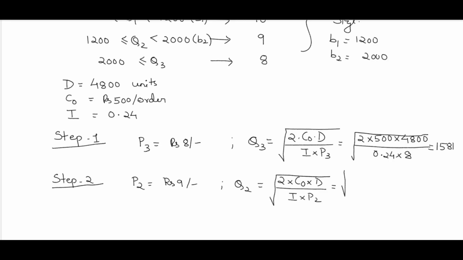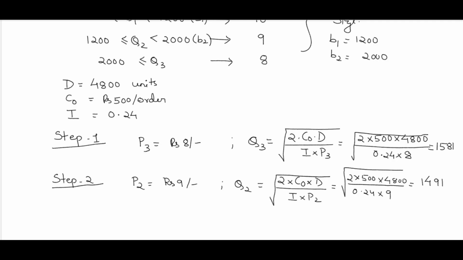So it is equal to the square root of 2 into 4800 into 500 divided by 0.24 into 9. The numerator remains the same, only the variable is our P2. Okay, so it is coming to be around 1491.